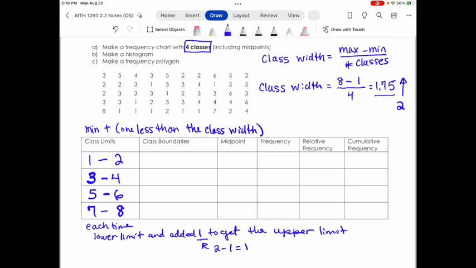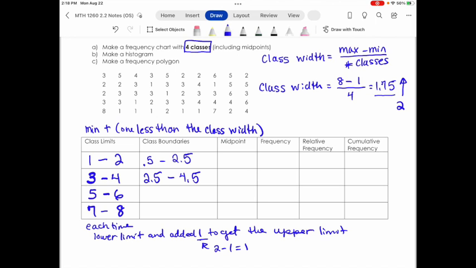So if I go out from the left of 1, I'm going to make that 0.5. I go a little bit to the left of my minimum number and a little bit to the right of my upper limit. So I'm going to go from 0.5 to 2.5. Now, when I start at the next one, 3, if I go a half out to the left, that's going to be 2.5. And then a half out to the right of 4 would be 4.5. Notice now we're filling the gap. So if I look at the class boundaries, if I look at the first class, I go from 0.5 to 2.5, and then I start again at 2.5 on the next row, so there's no gaps.